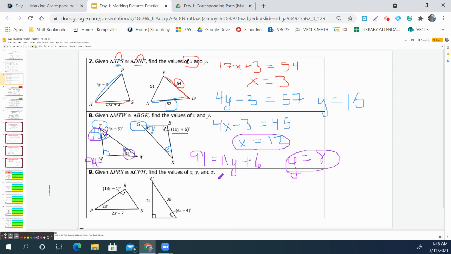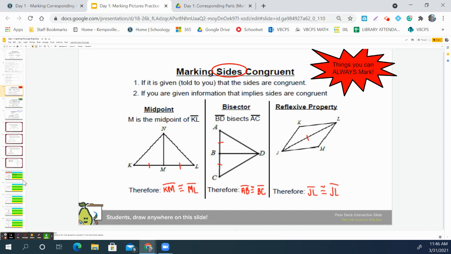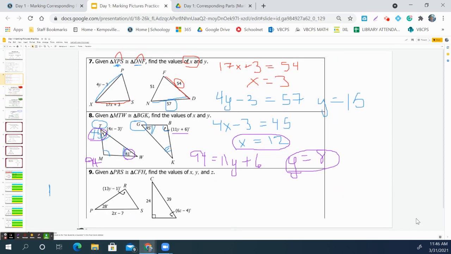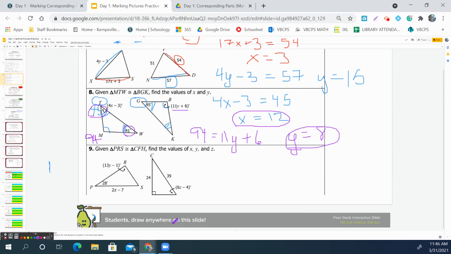Okay. You've got to think about these things a little bit. You've got to write down everything you know in order to figure out what you can. So let's look at number 9. How would you start number 9? We're going to find x, y, and z here. What do we want to start with? x, y, or z? What do we think? What do we want to start with here? What do we know? When in doubt, start with x.